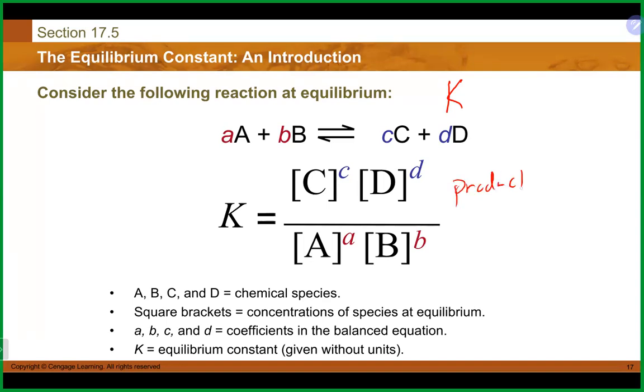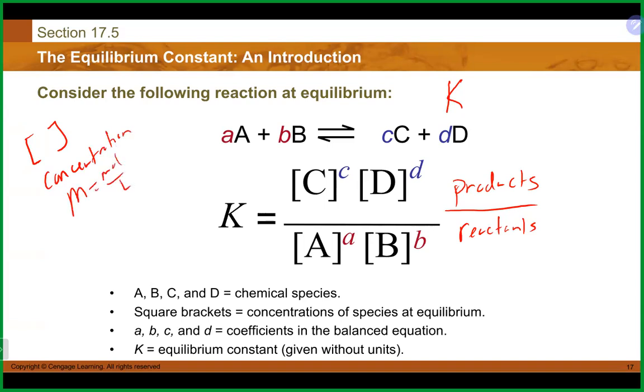basically divided by the concentration of our reactants. So once again, the little bracket is concentration, and that usually is molarity, moles per liter. And we do take the coefficient as the exponent. So we would take the concentration of C to the c power, whatever the coefficient may be, the D concentration to the d power, and so on for our coefficients. So from the balanced equation, the coefficients become the exponents, and we take the products over the reactant concentrations.